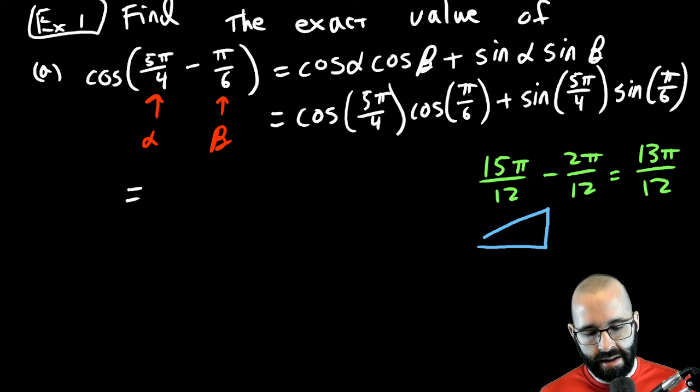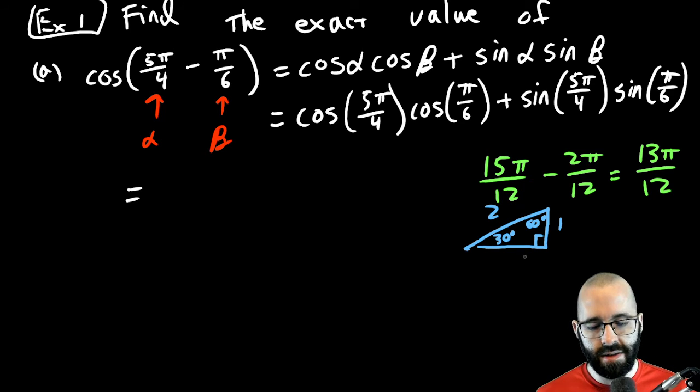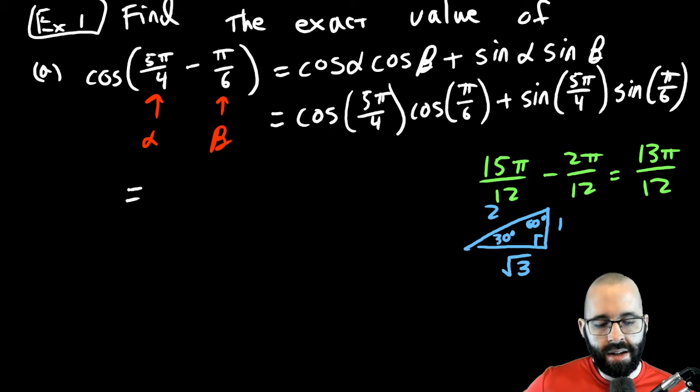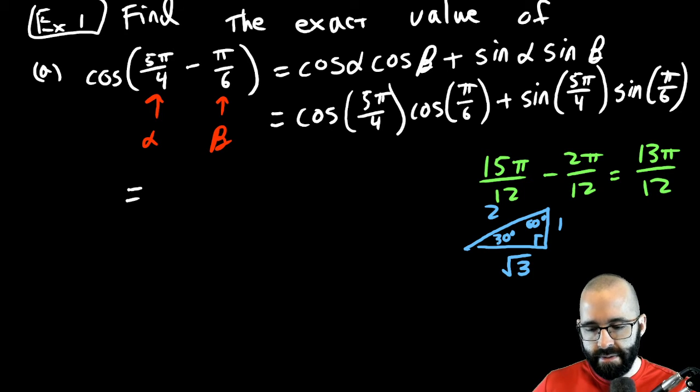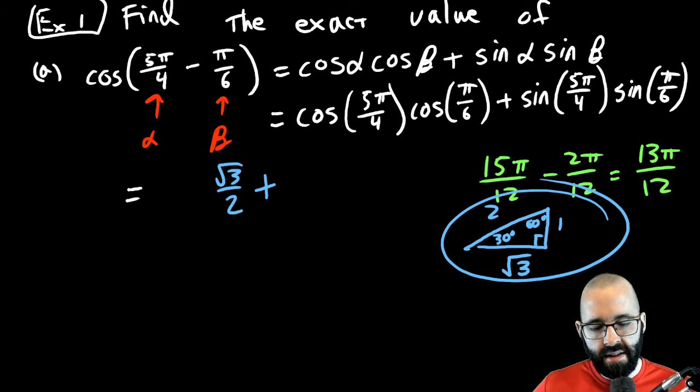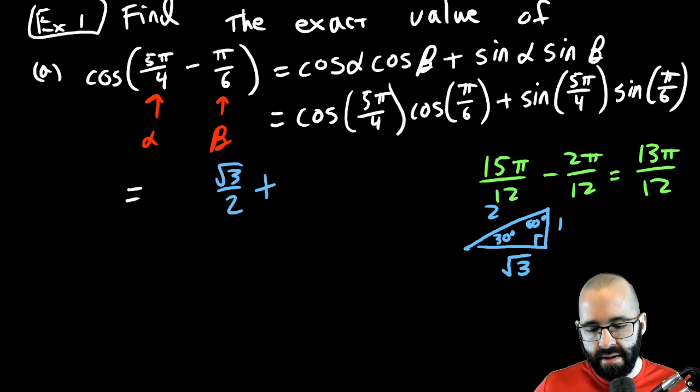Pi over 6 is 30 degrees. We have a triangle for that, a special 30, 60, 90 triangle where the short side is half of the hypotenuse and the long side is the square root of 3 times the short side. So the cosine of pi over 6, the cosine of 30 degrees, is root 3 over 2. SOHCAHTOA. So that's what we'll do for that one. We have something times root 3 over 2 plus something else times the sine of 30 degrees, which is 1/2. And now we just need to figure out these two.